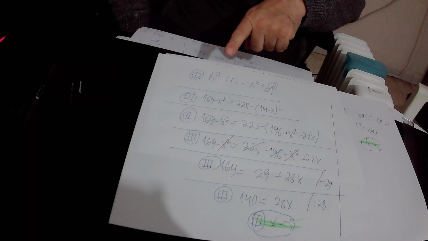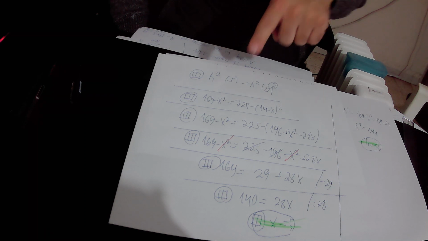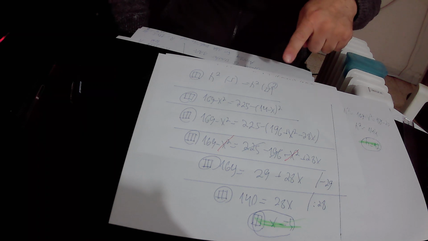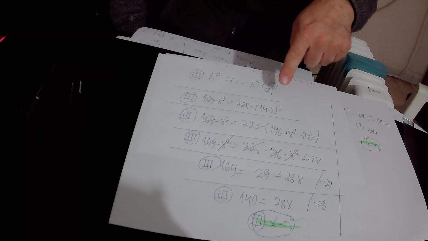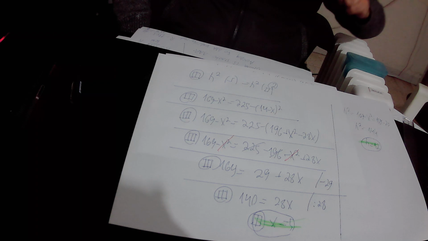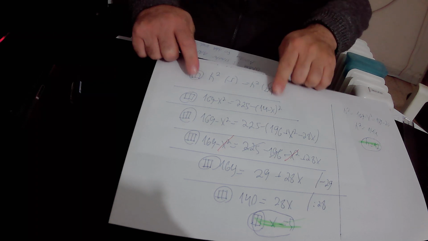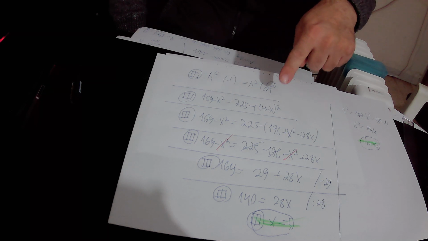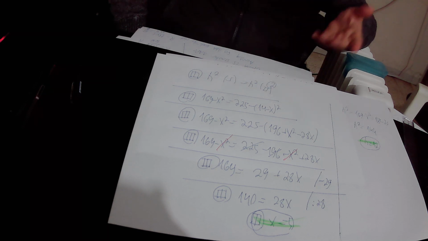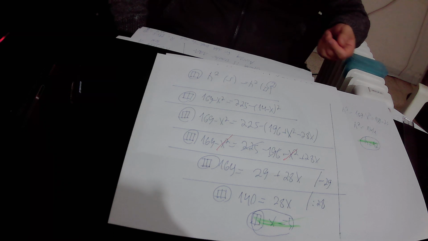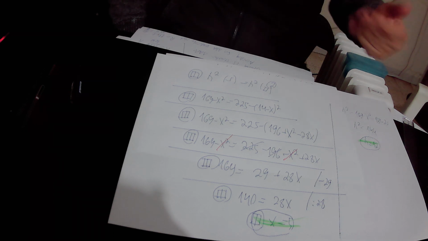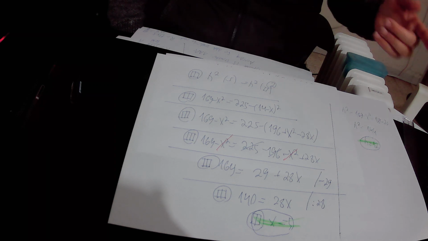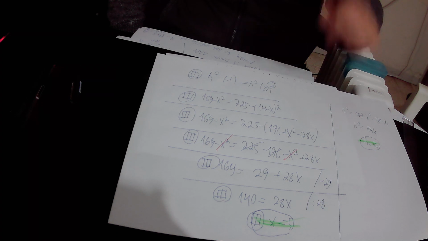H square according to equation number 1 equals 169 minus x square, and it must be equal to h square according to equation number 2. H square according to equation number 2 equals 225 minus (14 minus x) square. Then we open the brackets on this side of equation number 3, and we found out that 169 minus x square equals 225 minus (14 minus x) square. (14 minus x) square equals 14 squared, that is 196, plus x square minus 2 times 14x, that is minus 28x.